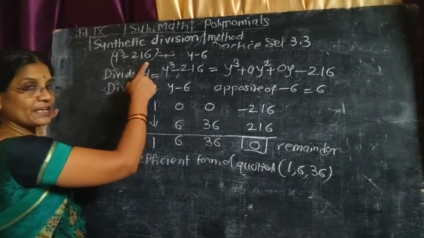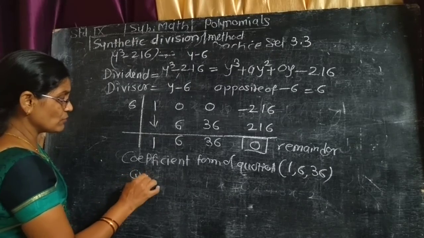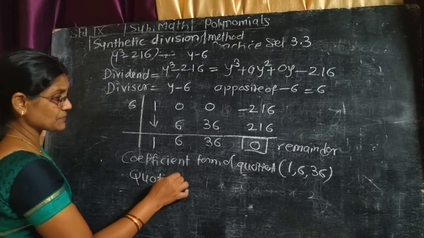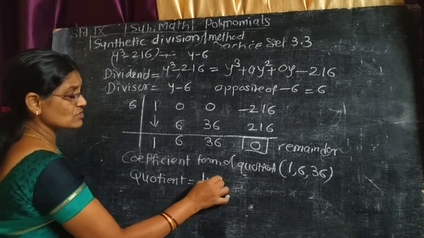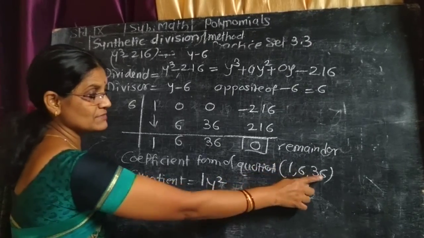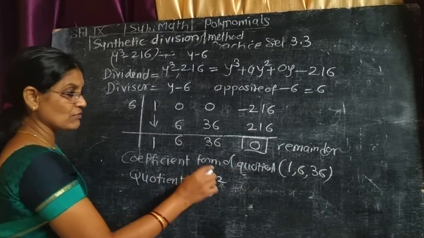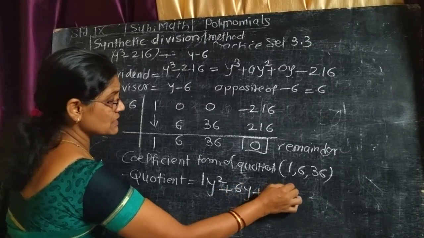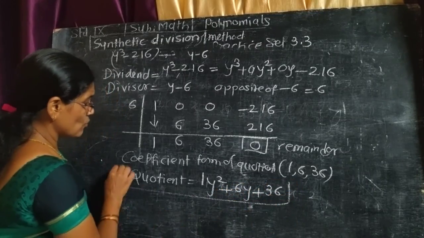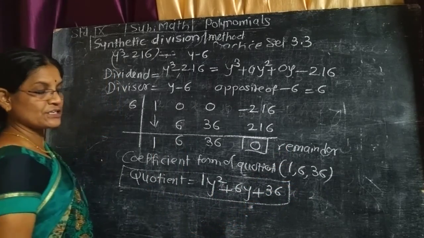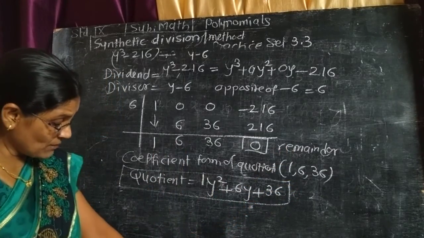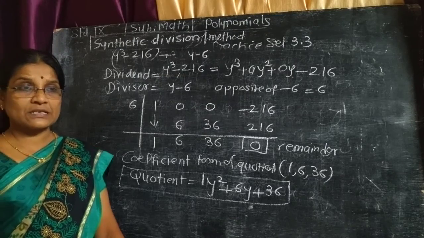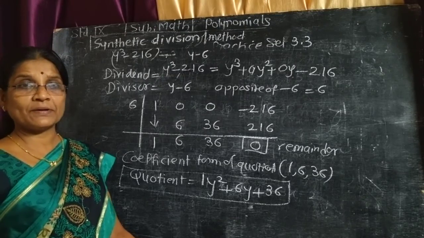By using variable y, we can write down that quotient as 1y square. There are 3 terms, that's why 3 minus 1 means square will be there, plus 6y plus 36, and that is the quotient, and this is remainder 0. And in this way we solve up to 3 examples. Again we are solving the next example.